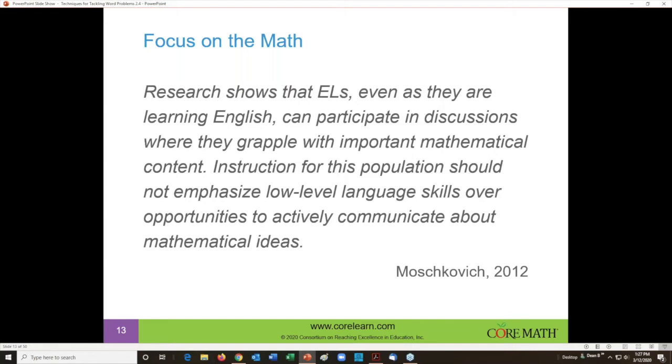So while we incorporate strategies to make mathematics and mathematical word problems more accessible to all students, the focus for students is still on the math. It's not on the technique or the language, and it's important to remember that access and work with applications, word problems, and larger tasks are important parts of math education for all kids.